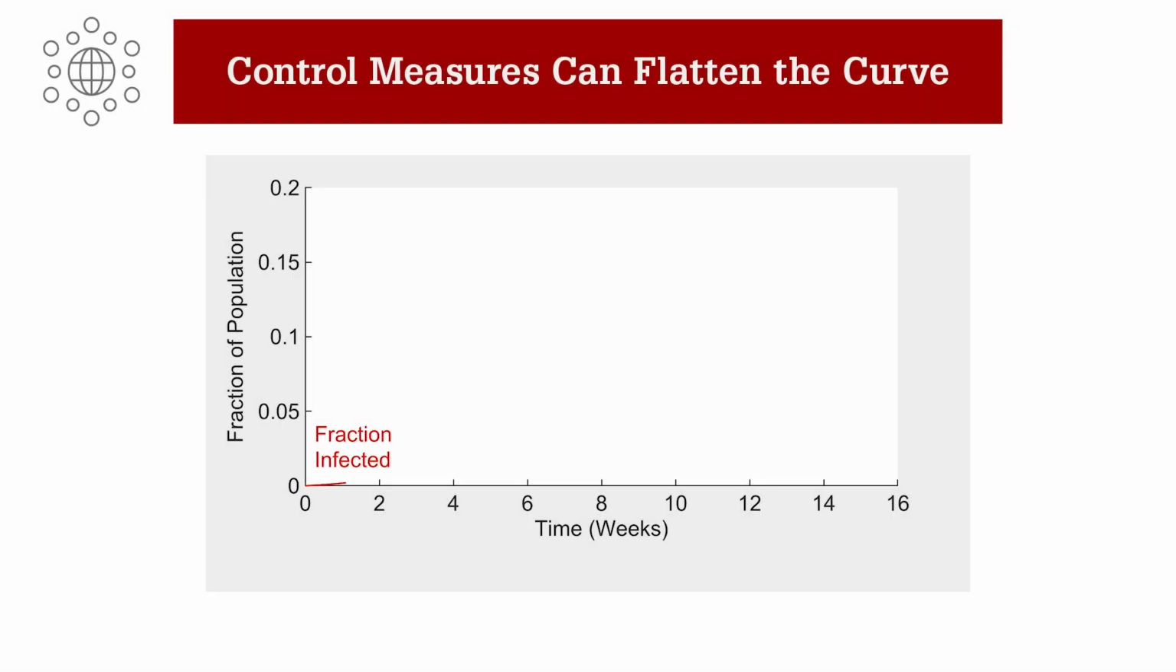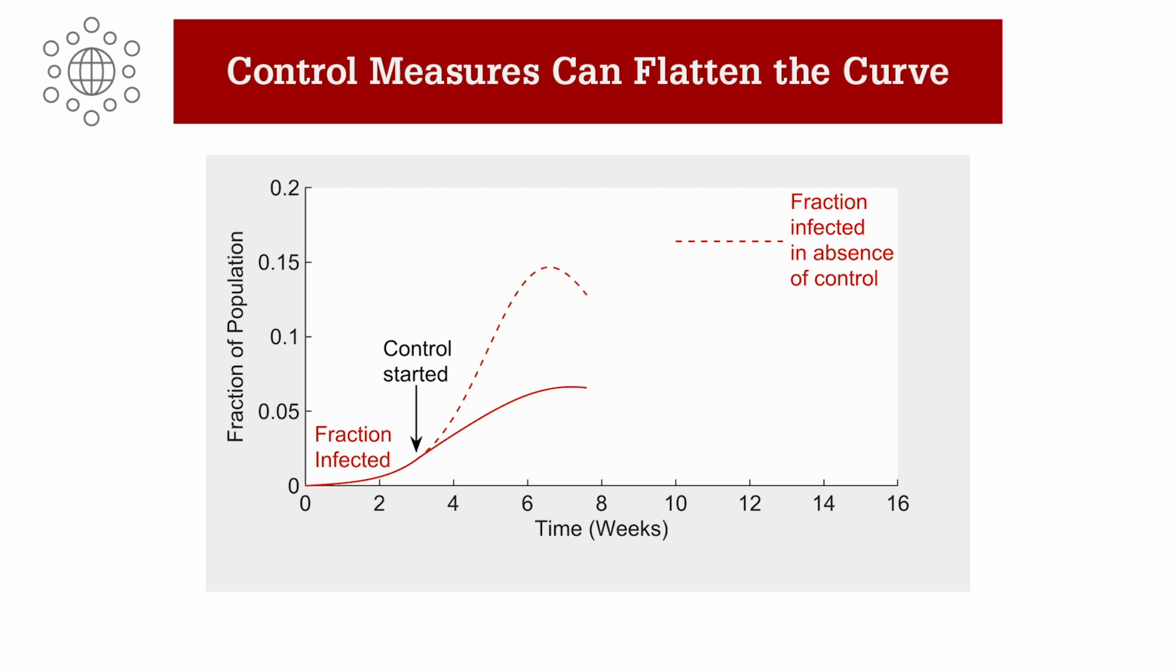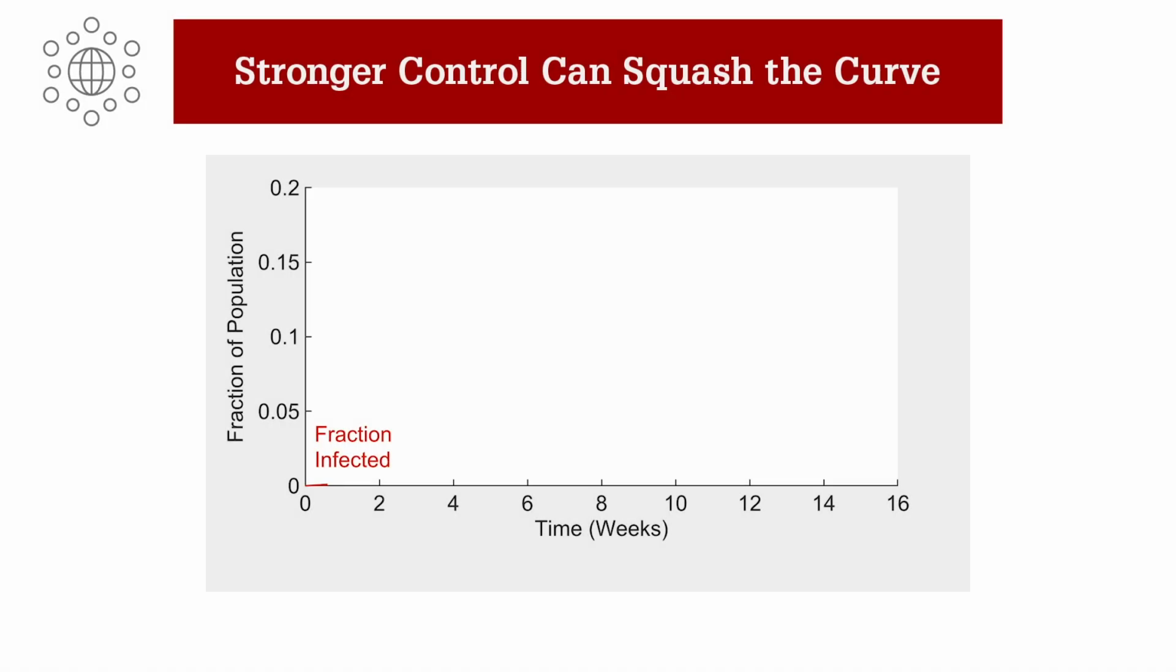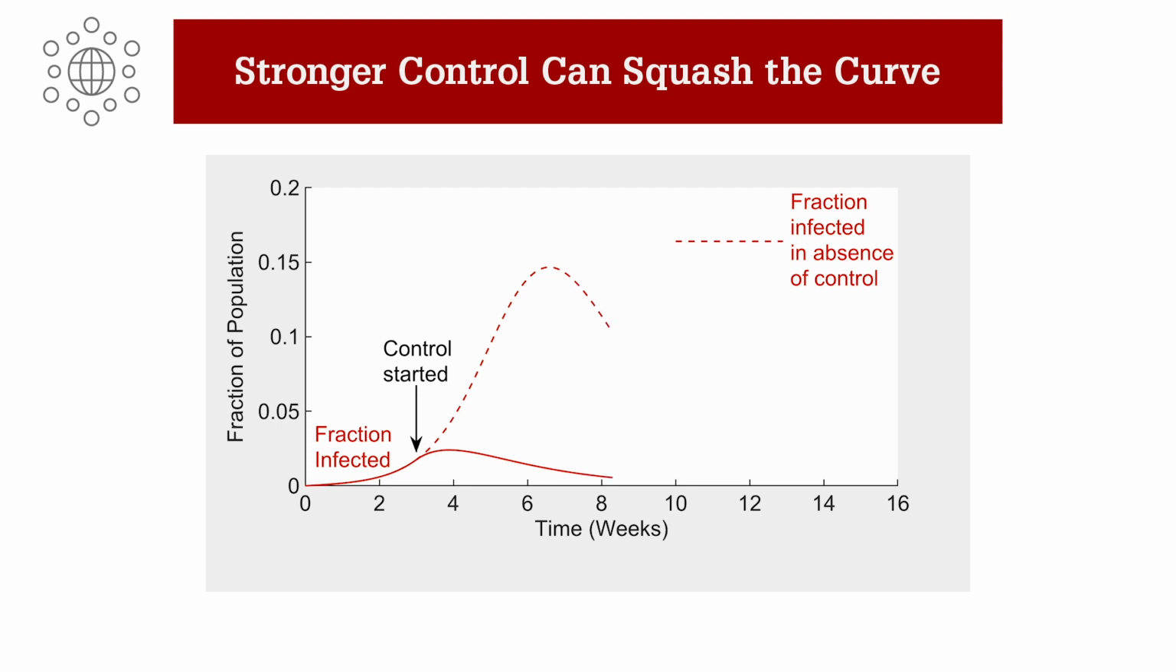These sorts of control measures slow the epidemic, reducing the peak burden on the healthcare system. But at the very same time, they make the epidemic last longer. Because the epidemic is slowed, susceptibles are getting infected at a lower rate, and it will take longer to achieve herd immunity. A stronger measure will have a larger effect and may be able to squash the epidemic.